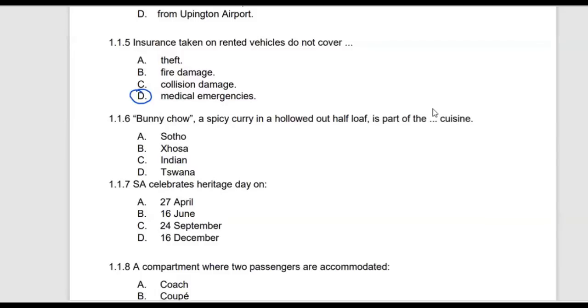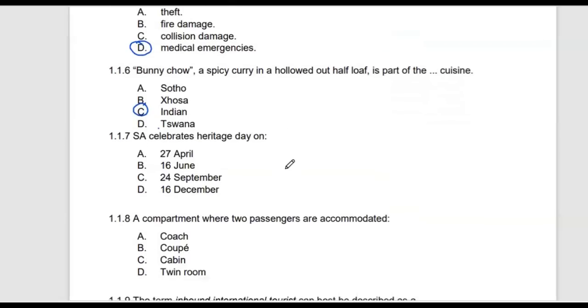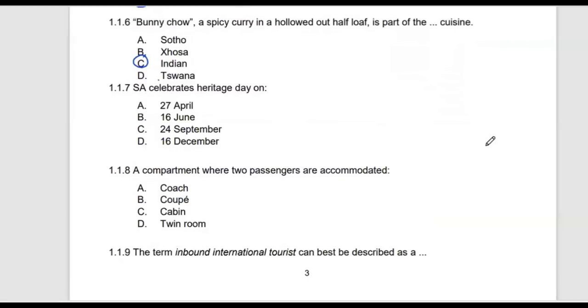Then 1.1.6, the bunny chow, a spicy curry in a hollowed out half loaf, is part of the Indian cuisine. That is part of Indian food, or that is part of the Indian diet. Then South Africa celebrates Heritage Day. Heritage Day in South Africa is celebrated on the 24th of September each year. So Heritage Day is celebrated on the 24th of September.